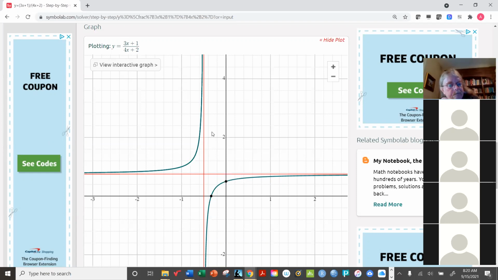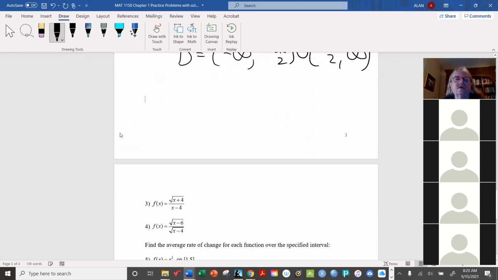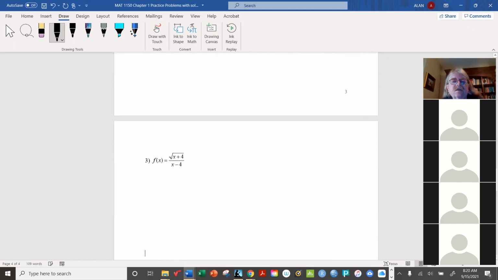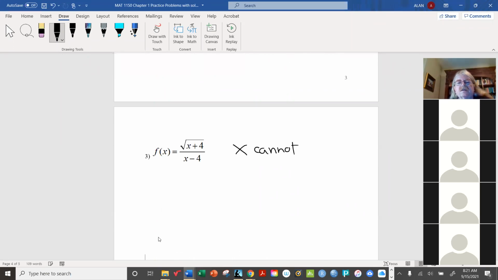Okay. Now, what about this next one? Ooh, we have to watch this one. You can see because there's a radical. Whenever there's a radical, you have to worry about negatives. So first things first, it should be pretty clear that we can't have x equals 4. All right, so x cannot equal 4 because that will clearly lead to division by 0.